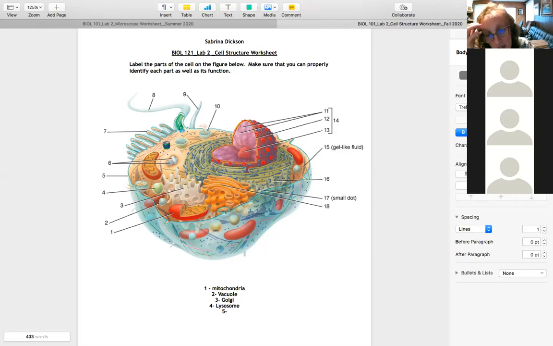Number 10 is the same thing as what I was just trying to describe there for number 4. What did you say it was? I said a secretory vessel. Yep.